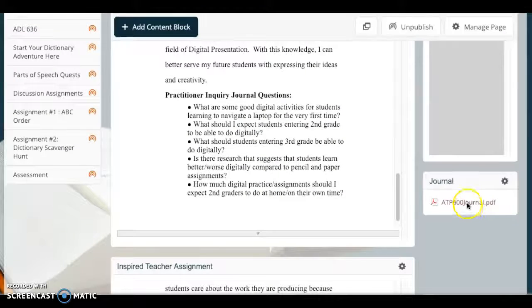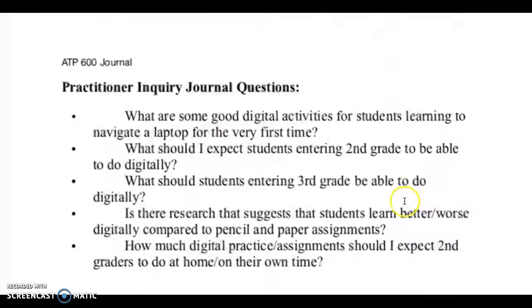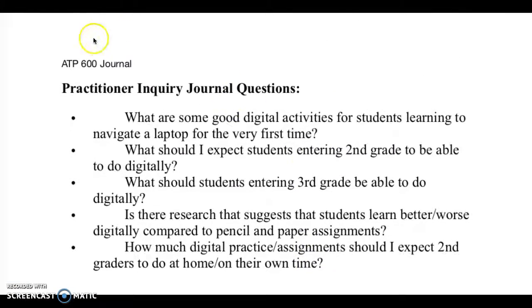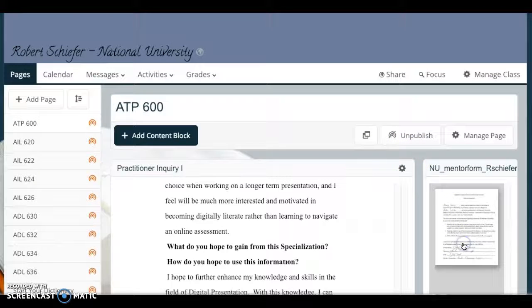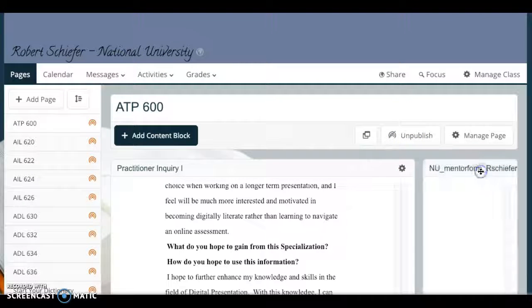and finally my journal. Some of them are in PDF form. If you click the PDF, it just opens that right away, so you can check out my journal right there. I also have this proof of my mentor right here.